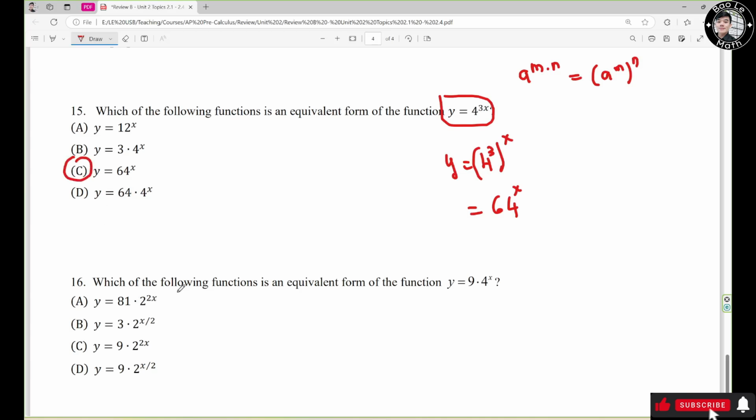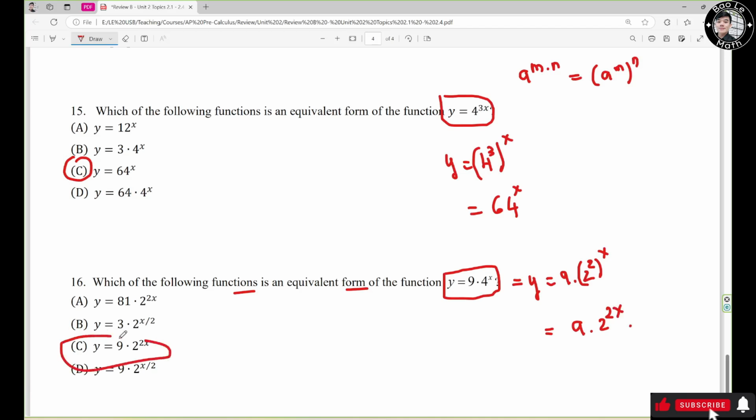Now, question 16. Which of the following functions is an equivalent form of the function y equals 9 times 4 raised to the s? This question is similar to question number 15. We just manipulate this one. So we have y equals 9 times... Now 4 can be written as 2 to the power of 2, all together to the power of s. So it's going to be 9 times 2 to the power of 2s. So the answer must be C.